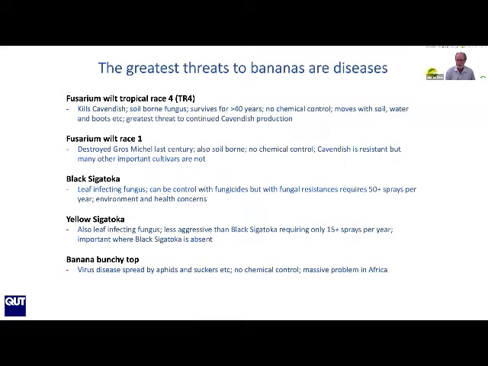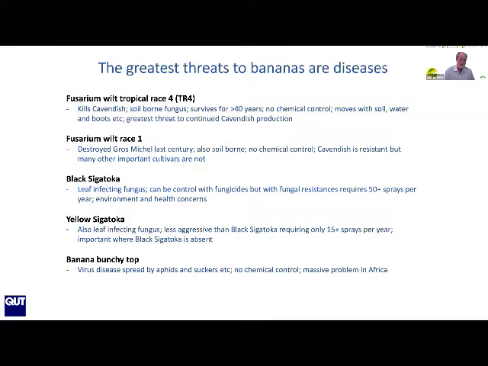and I suspect that my colleague Altus Falloon may have talked a little bit about this previously in the conference, the big threat at the moment is tropical race 4 because it kills Cavendish. But not only Cavendish, it kills probably more than 60% of the different banana cultivars around the world. And it's a soil-borne fungus. It survives for more than 40 years. There's no chemical control. So it is the greatest threat to continued Cavendish production and production of many other bananas.